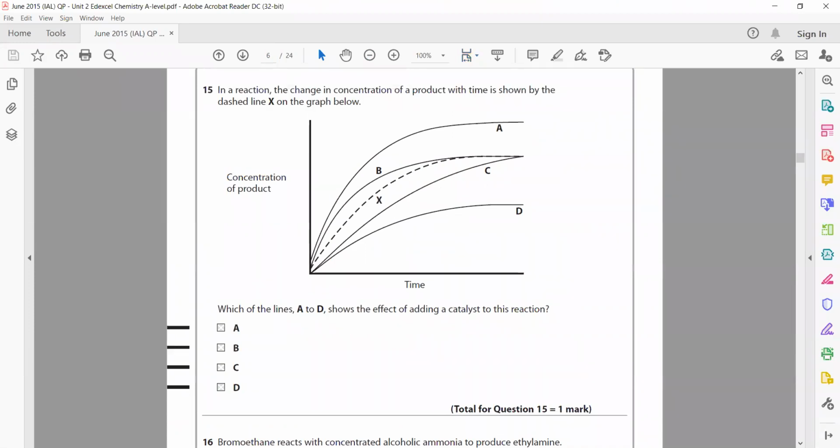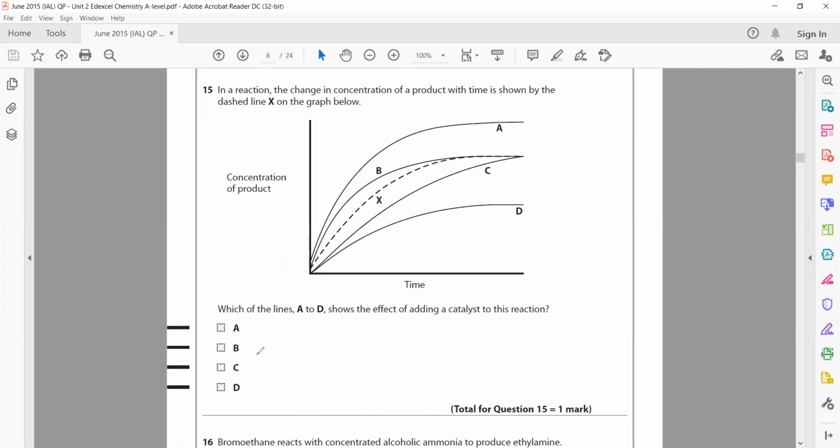Question 15. The graph is shown for concentration of a product against time in the reaction. The change in concentration of a product with time is shown by the dashed line X. Which of the lines from A to D shows adding a catalyst?